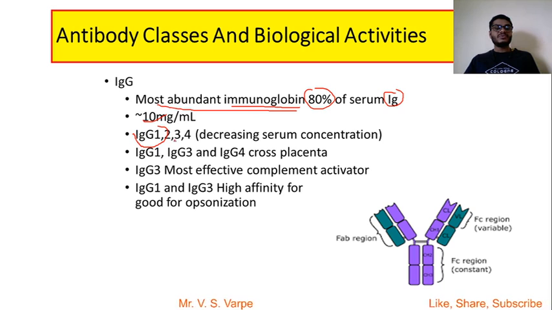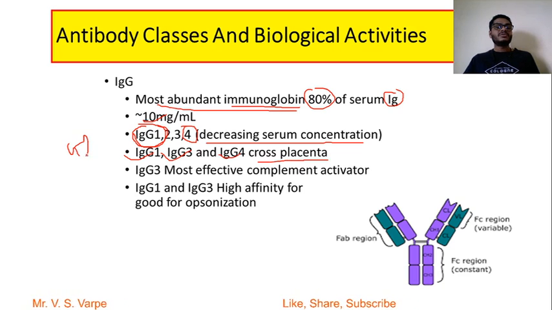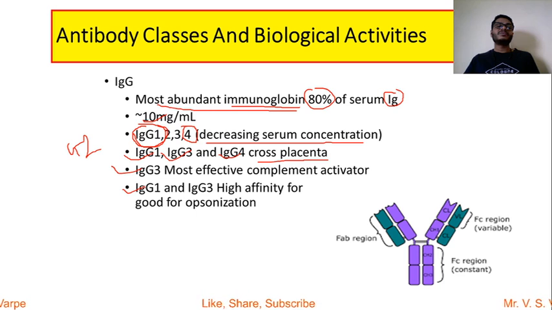IgG1, IgG2, IgG3 and IgG4 are in decreasing order of serum concentration. That means the higher percentage is IgG1 and the lower percentage is IgG4. IgG1, IgG3 and IgG4 are able to cross the placenta. Only IgG2 does not cross the placenta. IgG3 is the most effective complement activator. Then IgG1 and IgG3 have a higher affinity, good for opsonization.